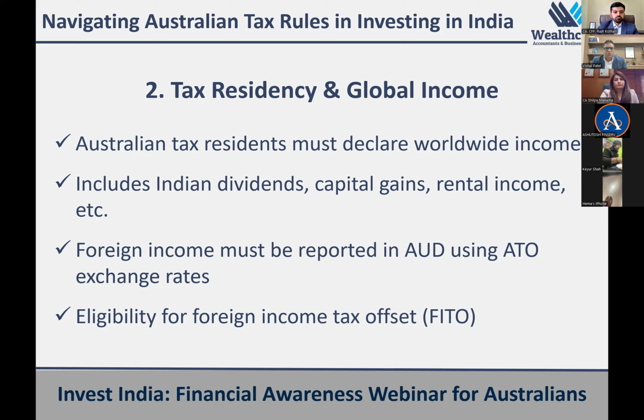The second question comes, if you have generated any income or capital gain in a foreign country, let's say in India, then the Indian government will want you to pay some tax over there. So again, when you bring that income here, or even if you don't bring that money here, you are still liable to pay tax on that income. So what happens to that income? Do you need to pay tax twice? We will see. Foreign income must be reported in Australia using ATO exchange rates.